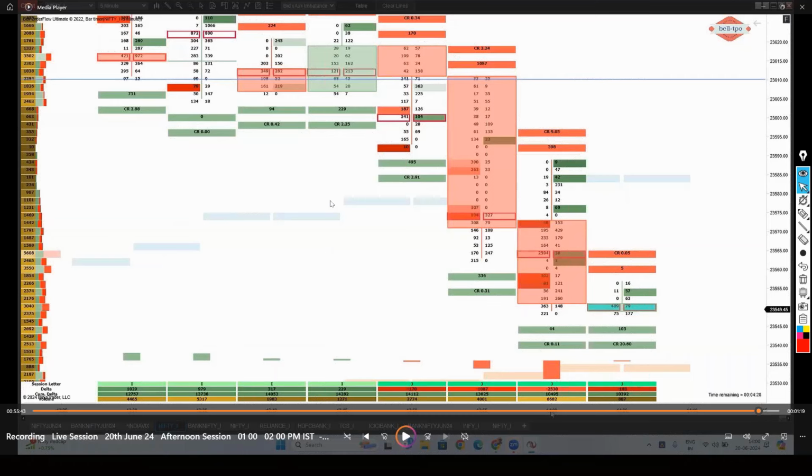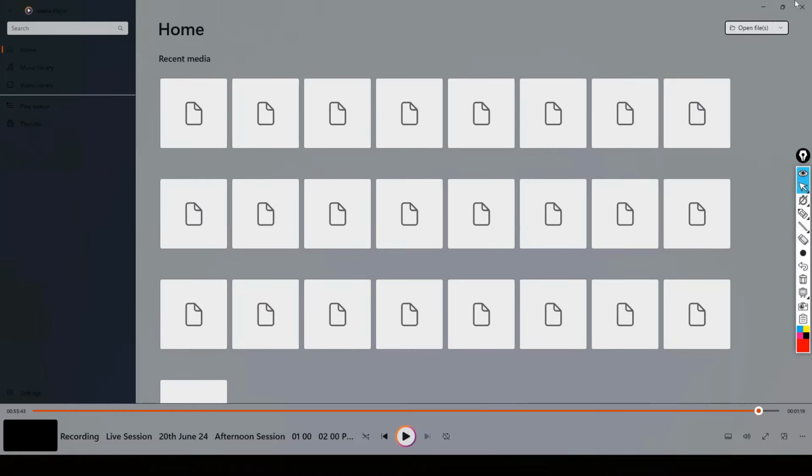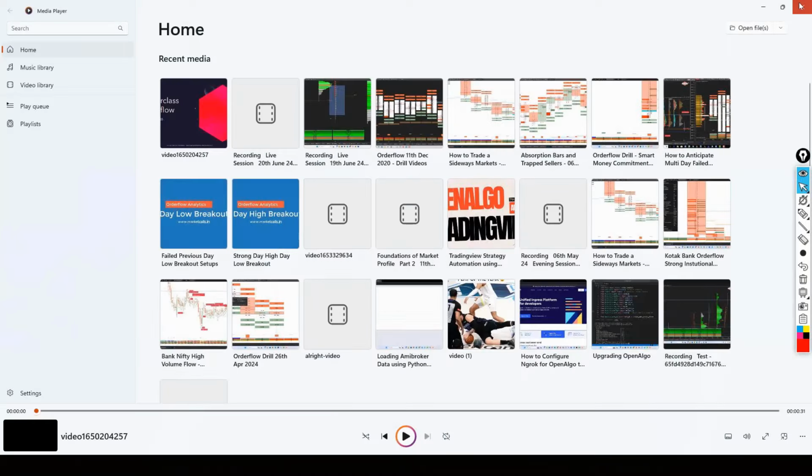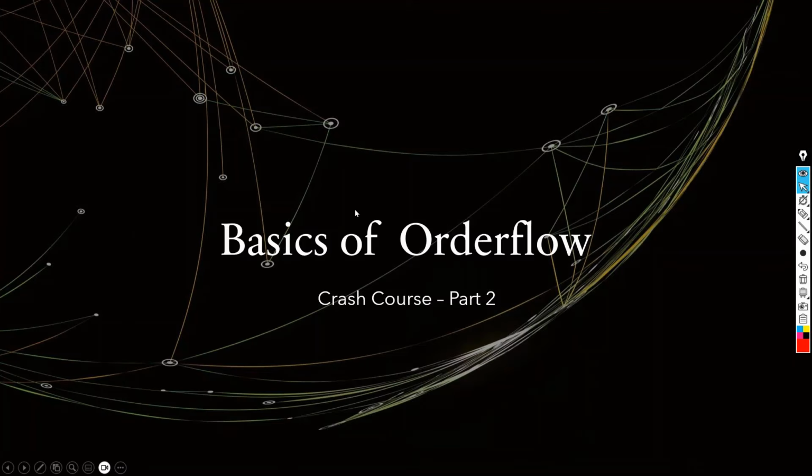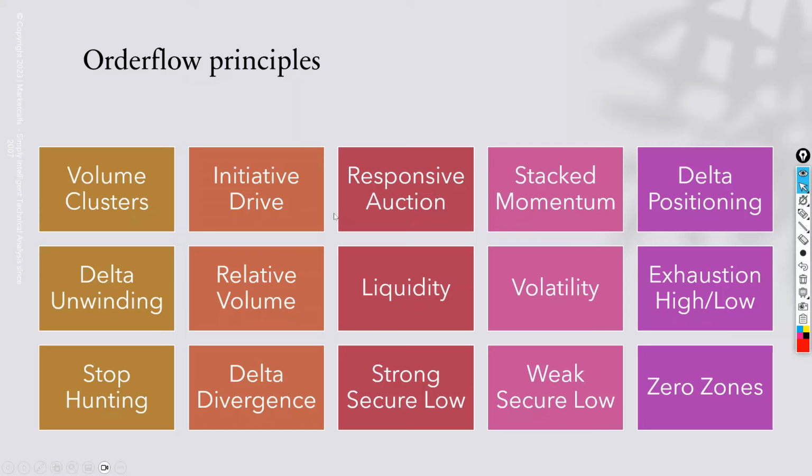So now we go into the basics. If you are a beginner to order flow, definitely you should learn the concept behind that. That is what we're going to discuss. So let's start with some of the order flow principles here. A lot of order flow principles are there: volume cluster, initiative drive, responsive auction, stacked momentum, delta positioning, delta unwinding, relative volume, liquidity, volatility, exhaustion high and low. That is one of the concepts which happened in the video. And then stop hunting, delta divergence, strong secure low, weak secure low, zero zones.